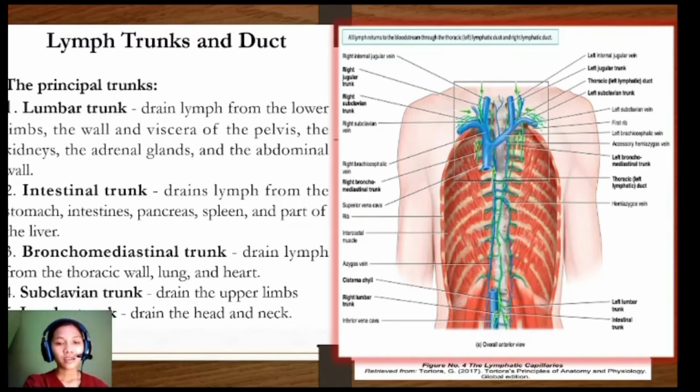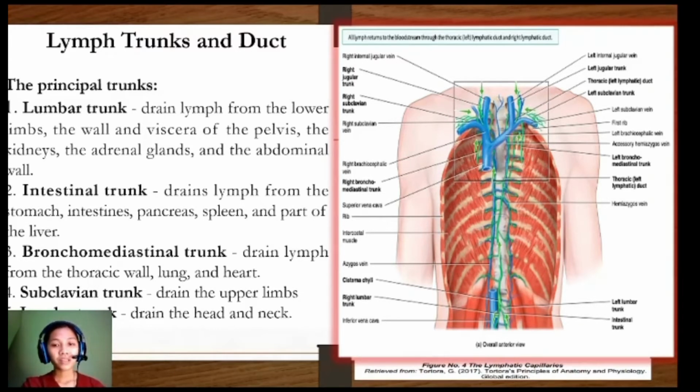So it drains lymph from the thoracic wall, lung, and heart. So the efferent vessels of the tracheobronchial lymph nodes ascend upon the trachea and unite with efferents of the internal mammary and anterior mediastinal glands to form the right and left bronchomediastinal trunks. And the right bronchomediastinal trunk may join the right lymphatic duct and the left the thoracic duct. More frequently, they open independently of these ducts into the junction of the internal jugular and subclavian veins of their own sides. The fourth one is the subclavian trunk. So this subclavian trunk drains the upper limbs.